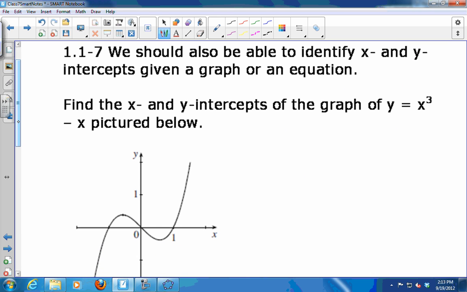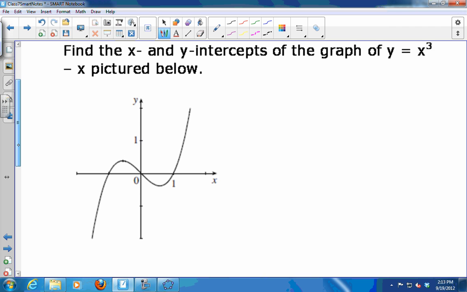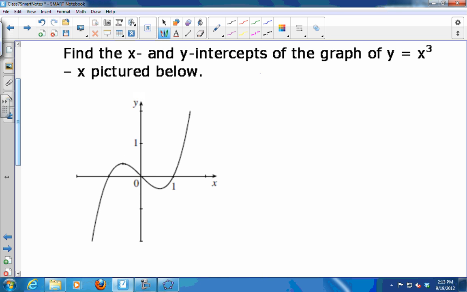Okay, so the last thing is that we need to be able to identify x and y intercepts given a graph or an equation. So we'll start with a graph. So what are the x-intercepts of this graph? 1, 0, and -1. Those are the places where the graph crosses the x-axis. Here, here, and here. So they happen at x equals -1, 0, and 1.